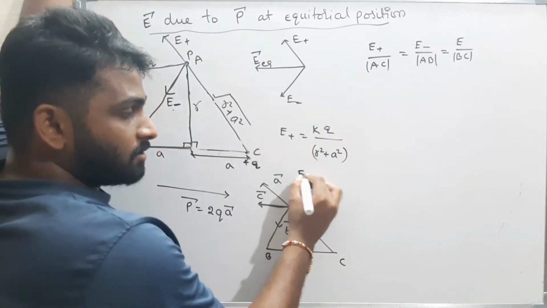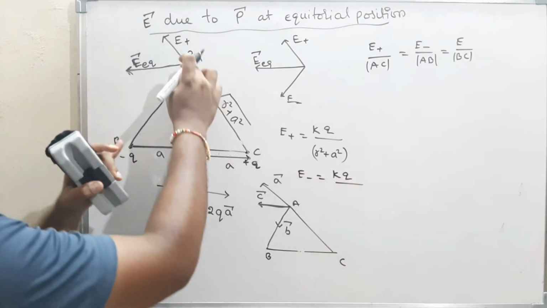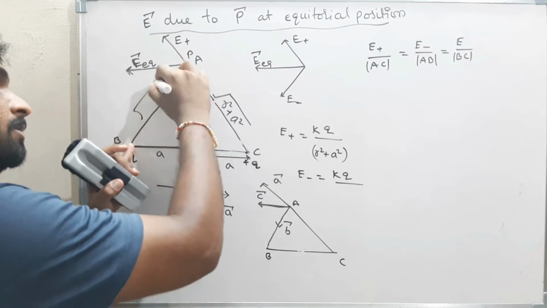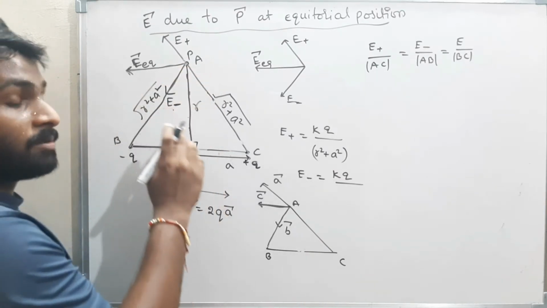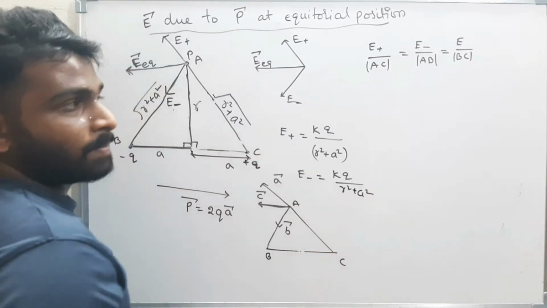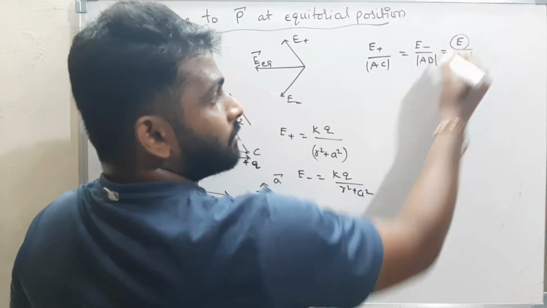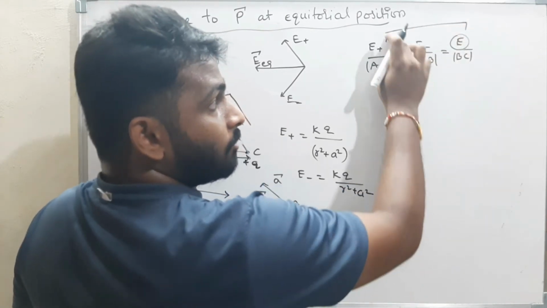Now what is E minus? K into Q by, what is this distance? This is also root of R square plus A square. Therefore, the whole square of root of R square plus A square is simply R square plus A square. Therefore, I am going to find E. I am equating these two.